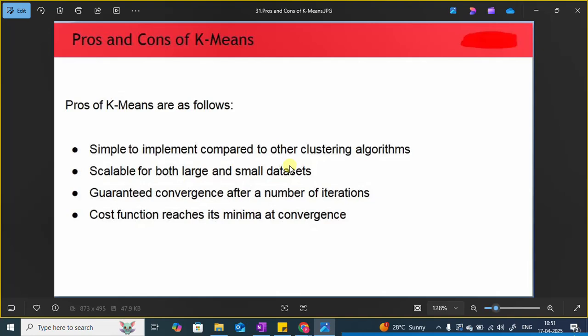Now, what are the pros and cons of K-means? That's why K-means plus plus comes into the picture, right? Similarly, like the latest version of a mobile phone, you can see the plus plus or a pro version comes, meaning some added advantage or feature they have added. Pros: simple to implement compared to other clustering algorithms, scalable for both large and small scale data sets, guaranteed convergence after a number of iterations, right? The cost function reaches its minimum at convergence.